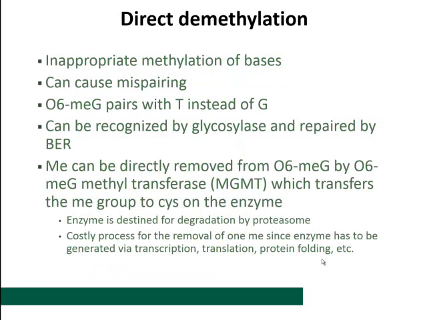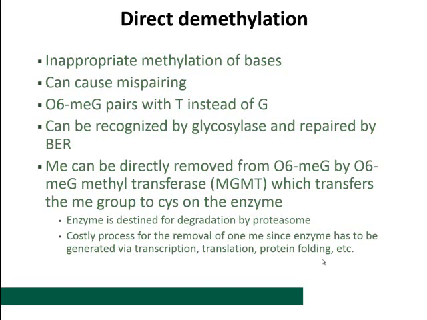Now, there's a repair mechanism called direct demethylation that can occur if you have abnormal methylation of bases, such as T and G, when they're methylated. These can be recognized by glycosylase and repaired by the base excision repair mechanism. But there are methylases that will actually demethylate that. This is called O6-methylguanine methyltransferase.